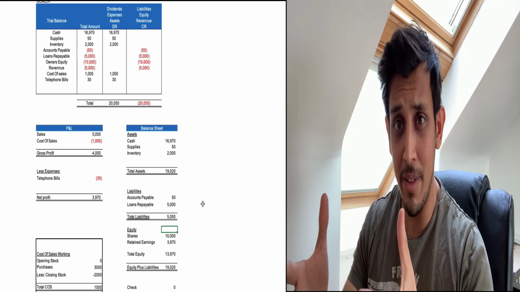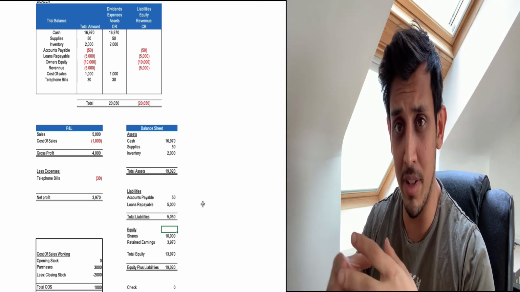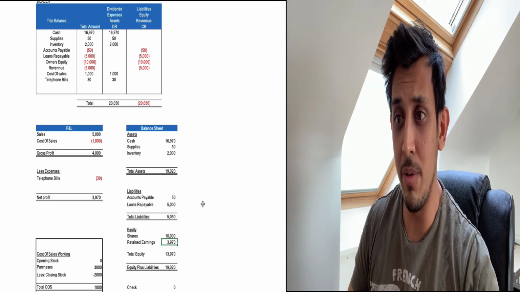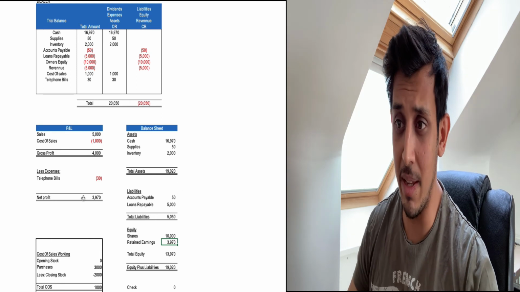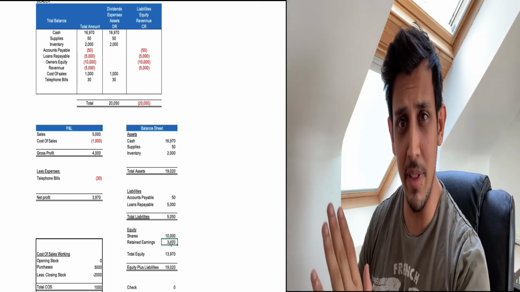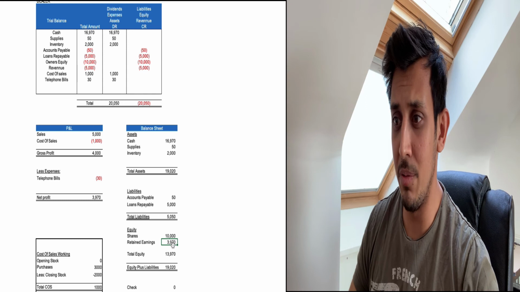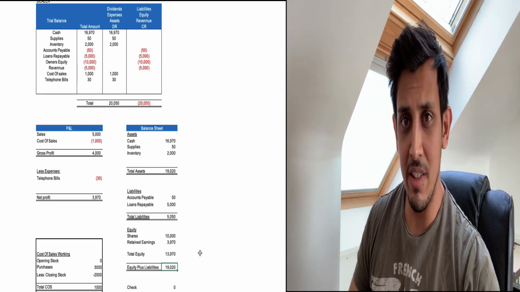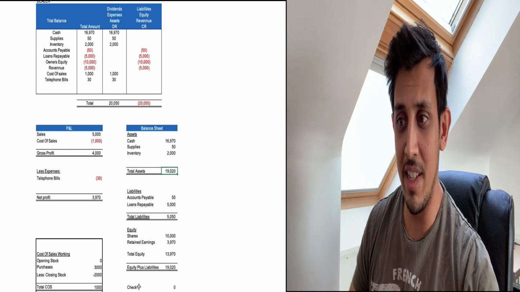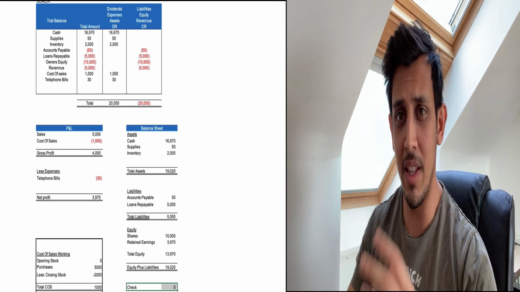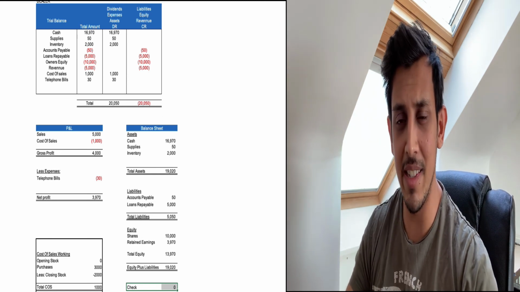We've got the £10,000 that I invested, so we've got £10,000 worth of shares, and then also we move the net profit that we made in that period, the 3,970 from the P&L, into this account called retained earnings, which is basically moving the profit over. So now our total equity plus our liabilities is 19,020, and our total assets is 19,020, and perfect. Assets equals liabilities plus equity, and that is the balance sheet.